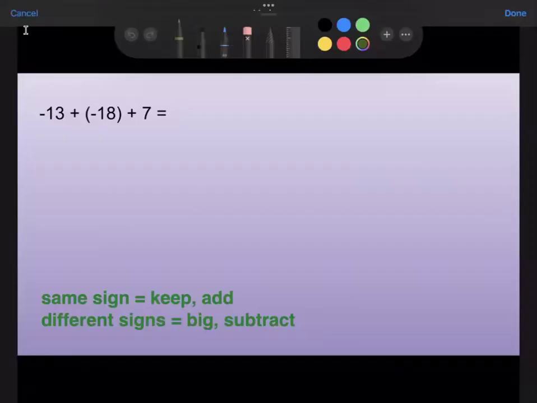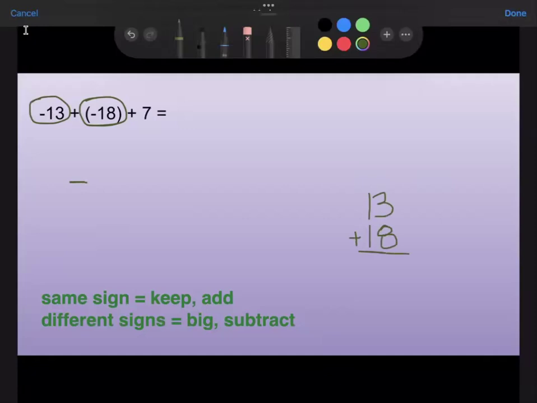Okay, here's our next one. Just like in the last one, what I'm going to do is start by grouping together the numbers that have the same signs. In this one, we have a -13 and a -18. I'm going to start by putting those together using my same sign rule. That means the answer to that part would be negative, since both of those are negative. Then I would need to add 13 plus 18, so I'm going to come over here and do that.